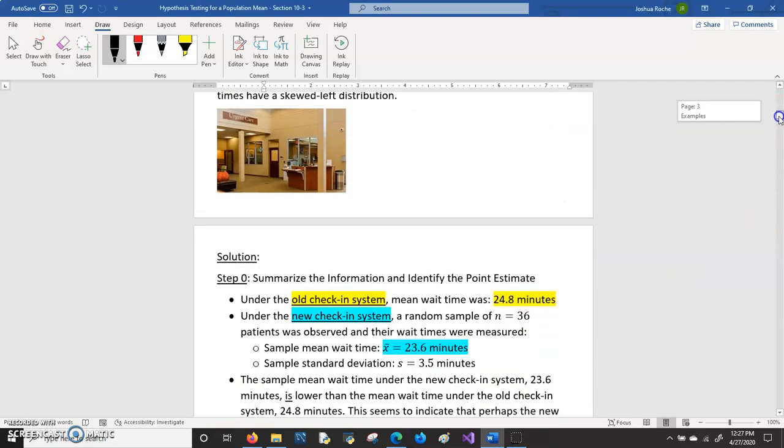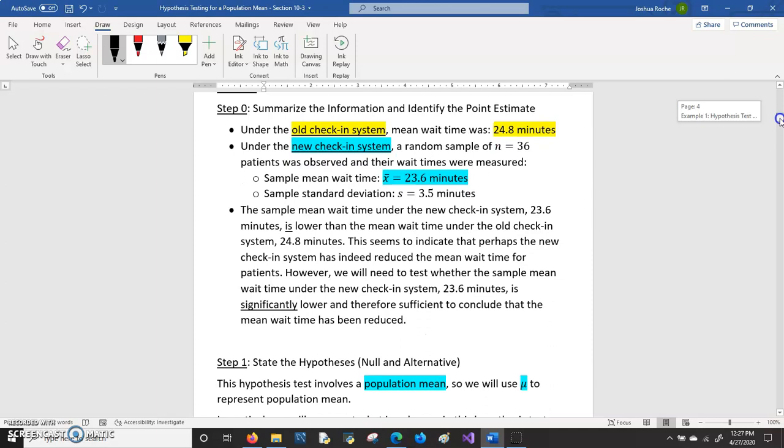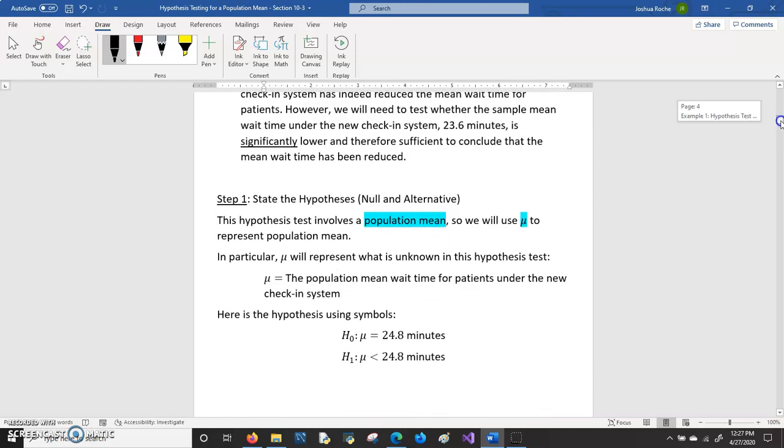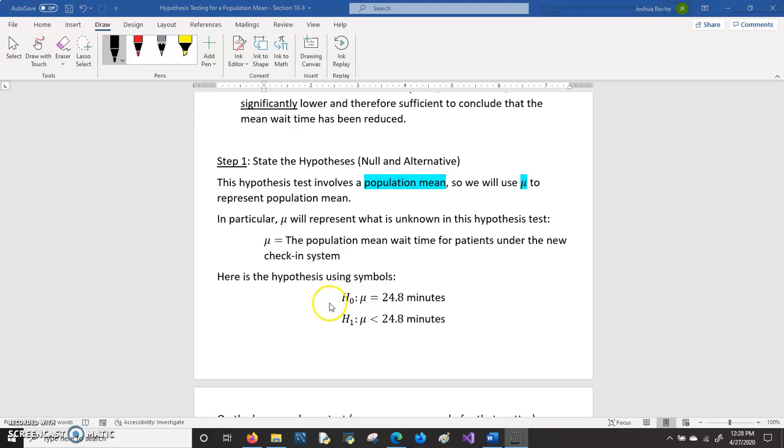So in the last video, we summarized the information in the description. We stated the hypotheses. The null hypothesis was that the population mean wait time for patients with the new check-in system was just the same as the mean wait time for patients with the old check-in system. And then the alternative hypothesis was the population mean wait time for patients in the new check-in system is now lower than the mean wait time that patients had under the old check-in system.